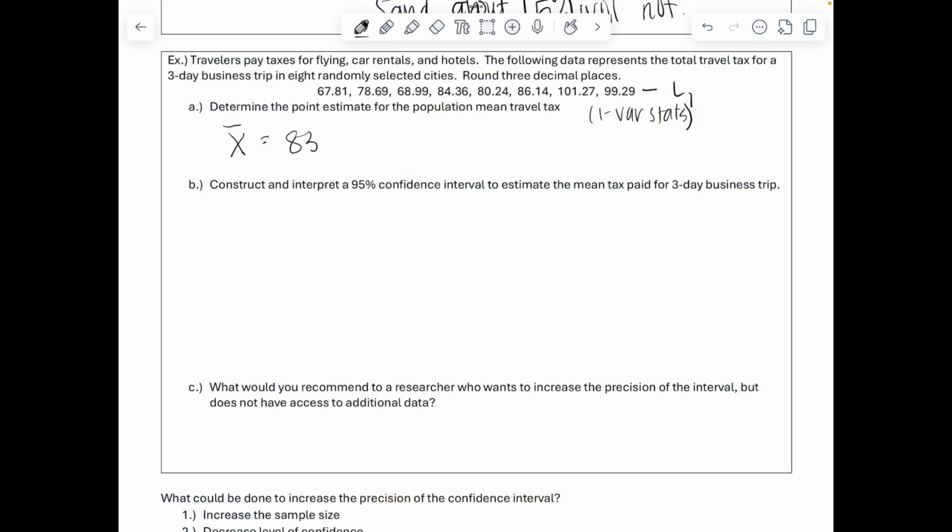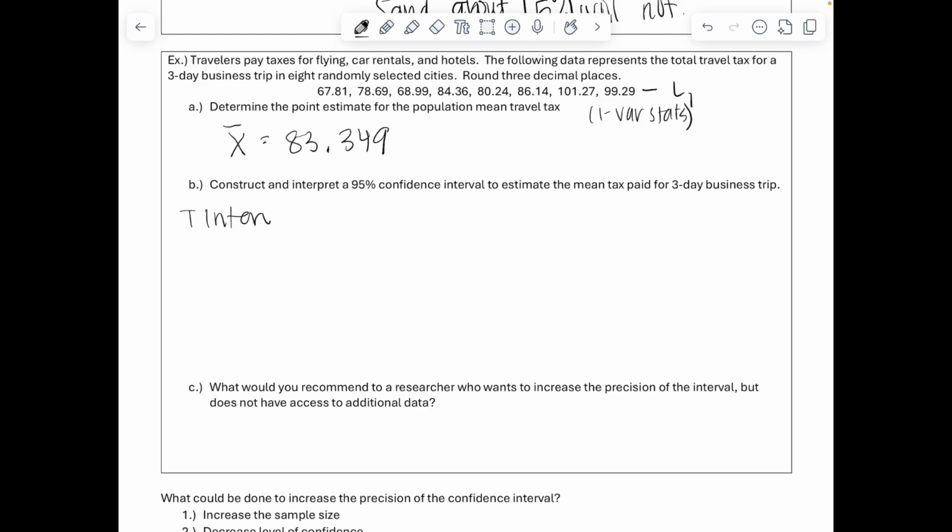From the graphing calculator, we get 83.349. Part B says to construct and interpret a 95% confidence interval to estimate the mean tax paid for the 3-day business trip. So we do not know our population standard deviation. I know you can find the sample standard deviation on your calculator, but population would be for all cities, and we do not have that.